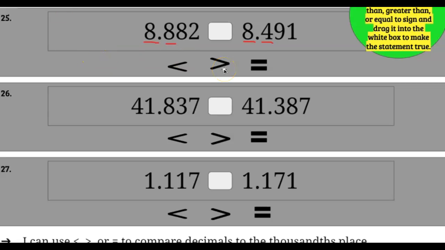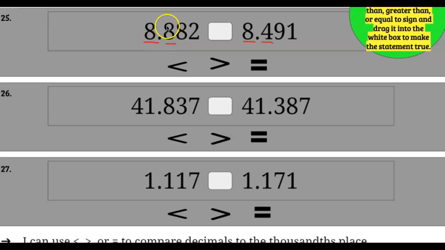Okay, so now I need to figure out which symbol. So this is my less than symbol, this is my greater than symbol, and this is my equal sign. So I know it's not equal. Now, if you're getting confused on which sign to choose, think about this. The open mouth, or the alligator, so pretend this is someone's mouth, always wants to eat the larger number. So the open face of the arrows should point to your larger number.